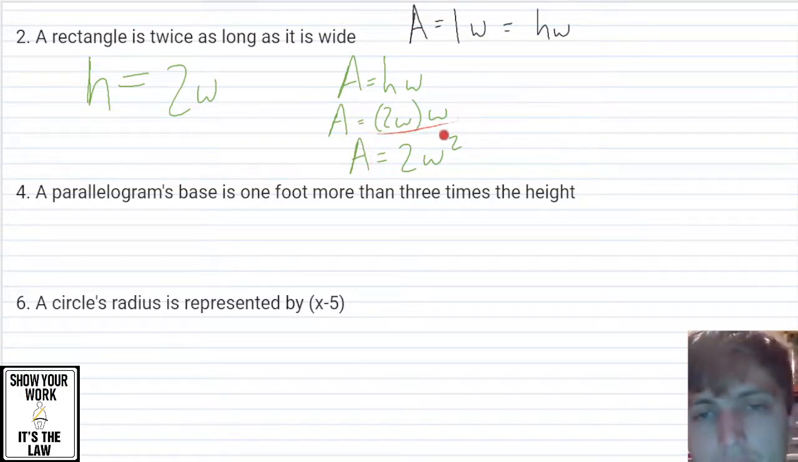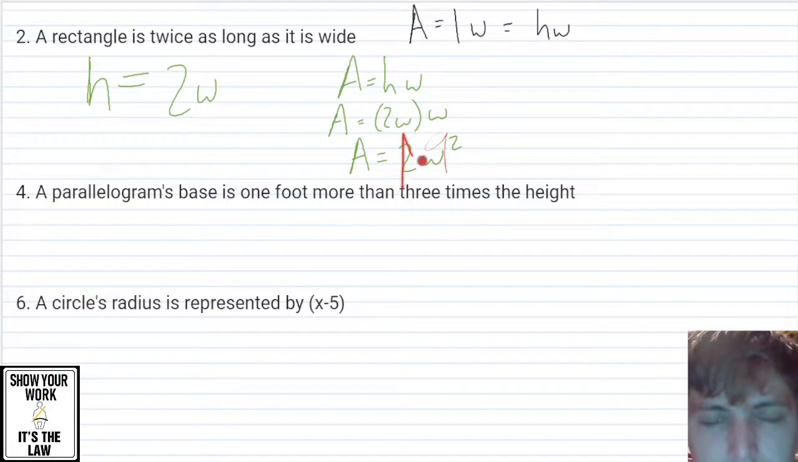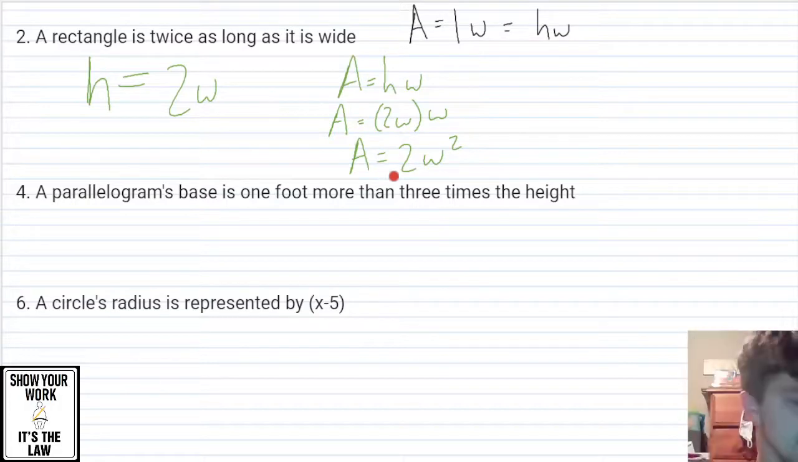So later on, if we know the width, we can just substitute it into this equation and get the area out. For example, if the width is 3, 3 squared is 9, 9 times 2 is 18. So if we have a width of 3, we know the area of this rectangle is 18. Let's take a look at the next one.